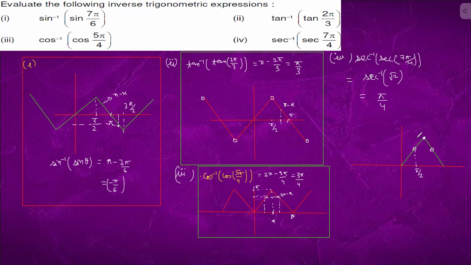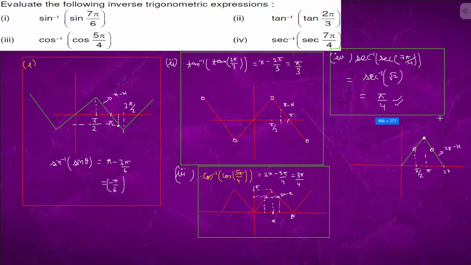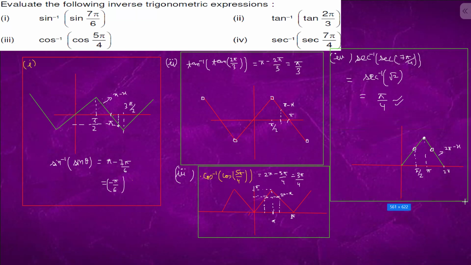So we are told 7 pi by 4. This is pi, this is 2 pi, so we have 2 pi minus x. So x is 7 pi by 4, which gives pi by 4. So we got the answer through both methods. So we are done with the solution.